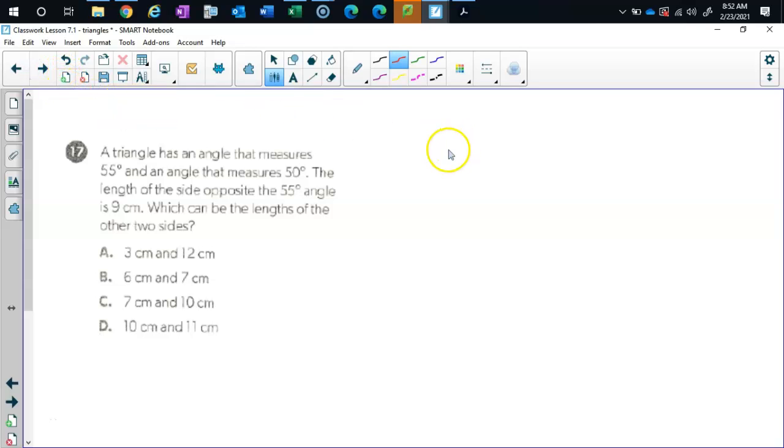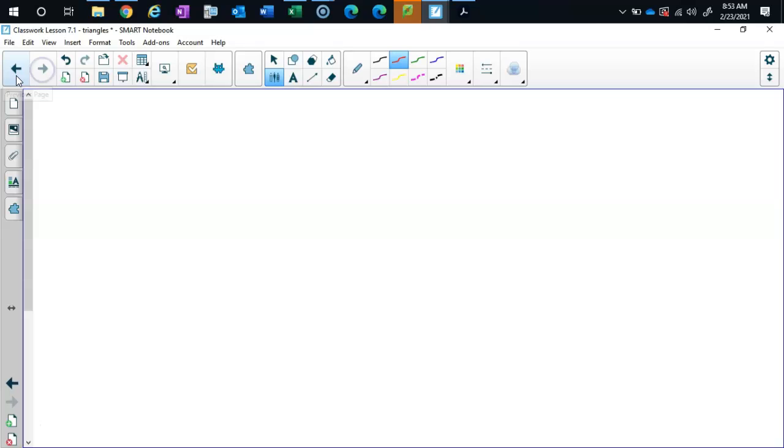Okay, number 17. A triangle has an angle that measures 55 degrees and an angle that measures 50 degrees. The length opposite the 55-degree angle is 9 centimeters. We're going to skip this one. I'm not worried about this. All right. Now, follow along in your Google Classroom for the rest of the assignments for the day.